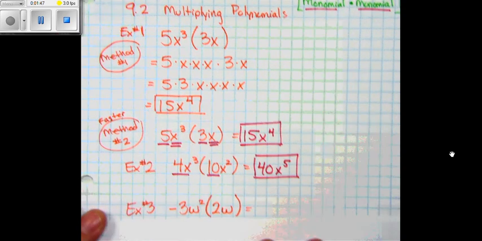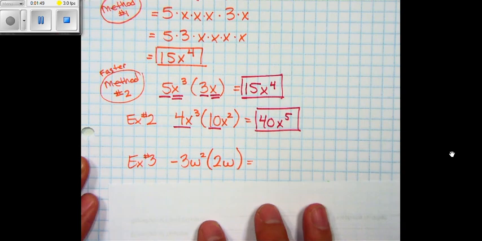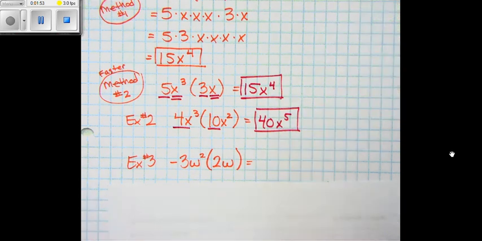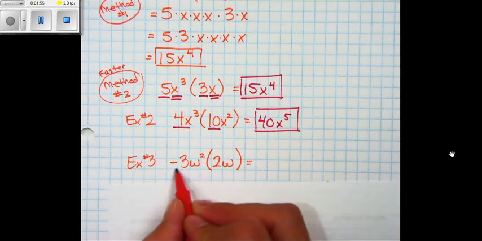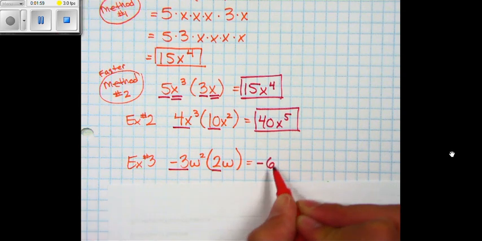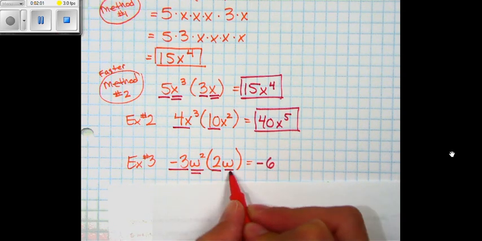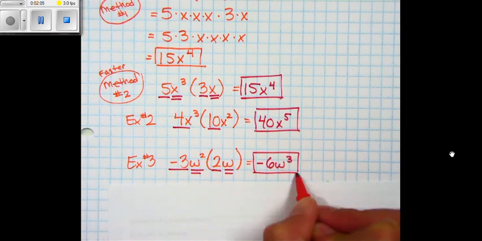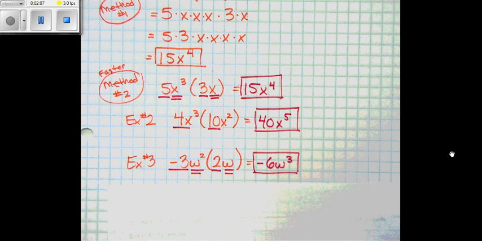Here's one last example. I threw a negative in here. Go ahead and pause it, try it by yourself, and then see what you get. All right, so here I'm going to have negative 3 times a positive 2. Well, that's negative 6. And then w squared times w, that's w to the third power. If you got that answer, you're well on your way to understanding how to multiply monomials times monomials.